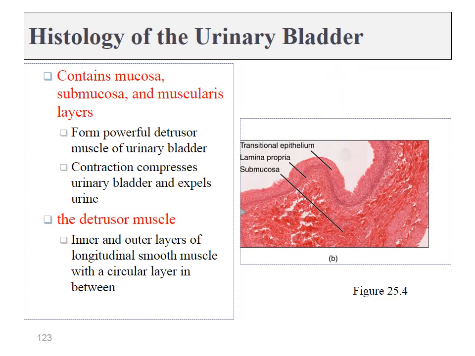The bladder is lined by transitional epithelium. We then have a submucosa of some connective tissue, and then we have the detrusor muscle, which is a few layers of smooth muscle here.